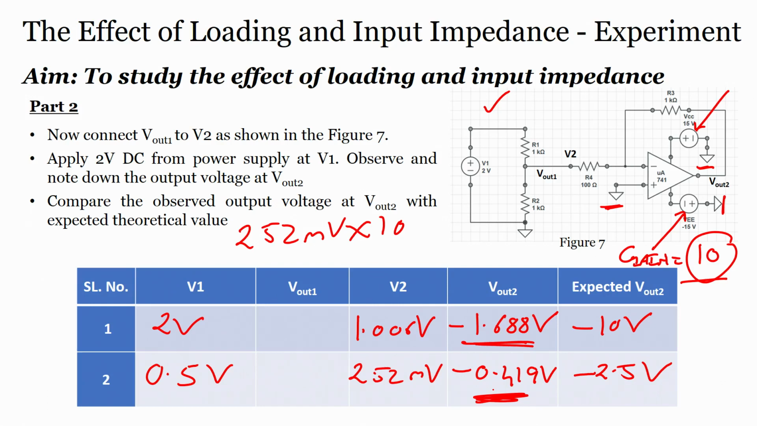There is something wrong with the circuit, is not it? Because what we are giving is input as 1 volt, our output should be minus 10, but we are getting minus 1.688. If we are giving input as 252 millivolts, output should be minus 2.5, we are getting output as minus 0.419. So, what is wrong? Is the circuit wrong? What we can think? Is the circuit not behaving properly, or our connection is wrong, right?